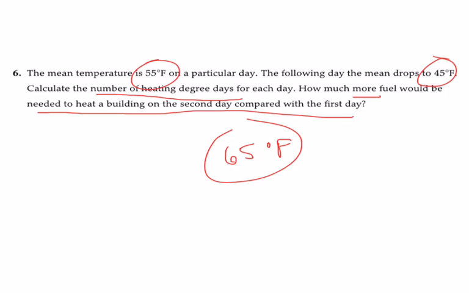So, this is the last one. This is where you need to compare 55 to setting your thermometer at 65, and you get 10. And then you compare 40 to setting your thermometer at 65, and you get 20. Basically, you add those two together to know how many heating degree days. For the first one, the heating degree days is 10. For the second one, the heating degree days is 20.